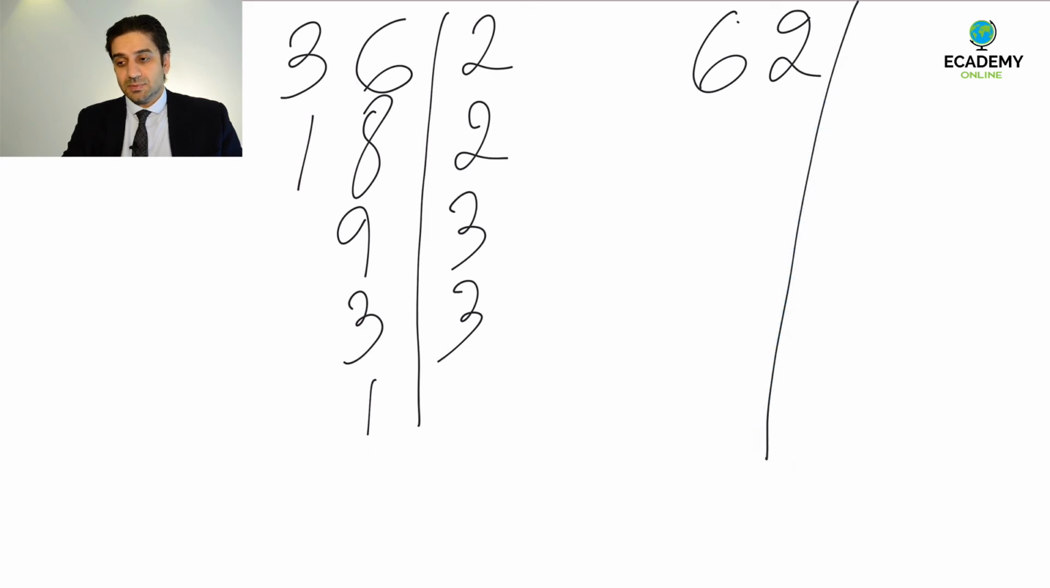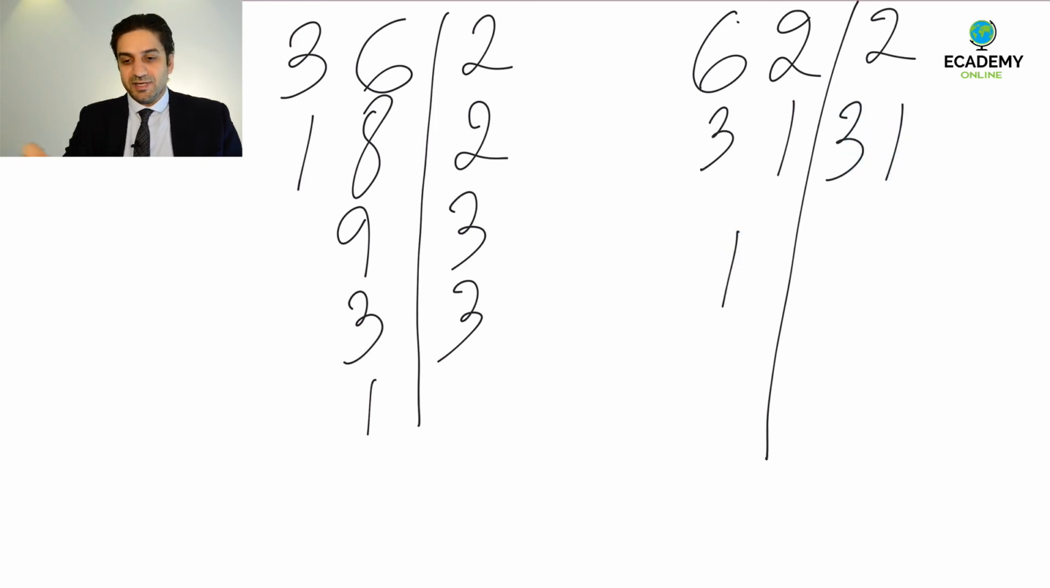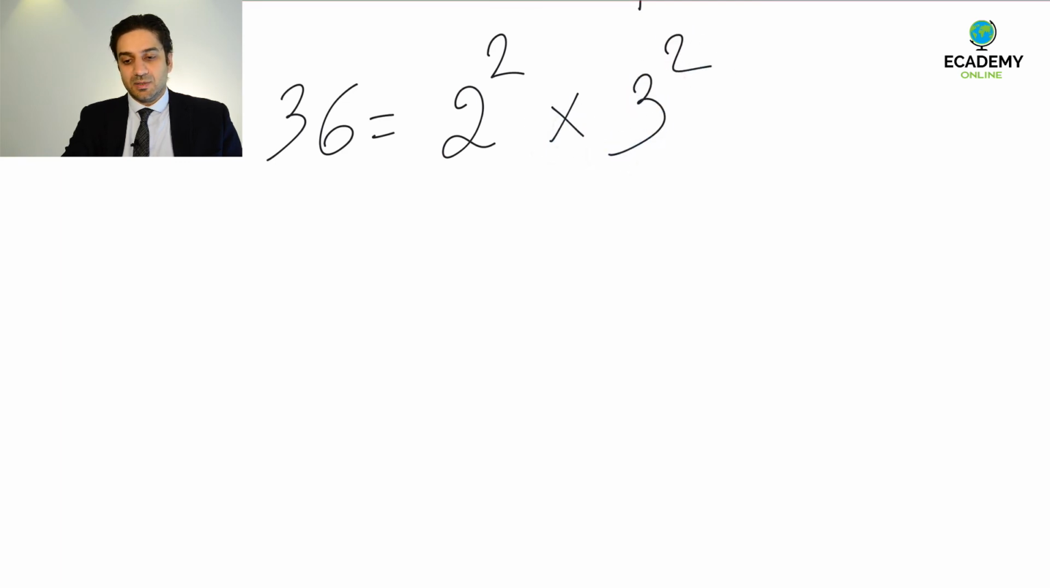62 goes into 2 31 times, and guess what? 31 is prime. So the prime factor decomposition of 36 and 62: 36 is equal to 2 to the power 2 times 3 to the power 2, whereas 62 is equal to 2 times 31.